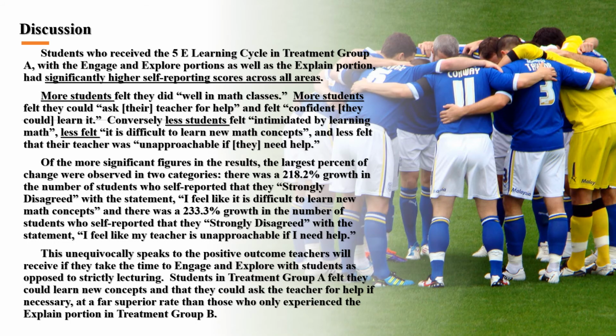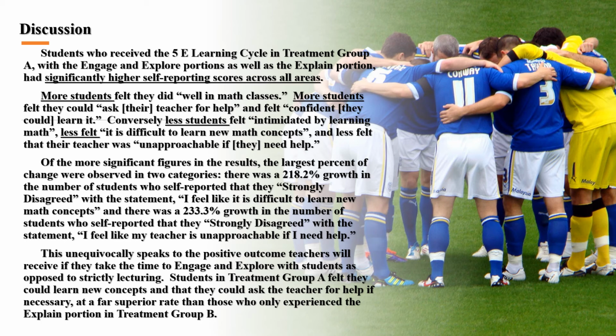So as we huddle to discuss the results, as you can read from the previous chart, students who received the 5E learning cycle had significantly higher self-reporting scores across all areas. More students felt they did well in math class. More students felt they could ask their teacher for help. Fewer students felt intimidated by learning math. Fewer students felt it was difficult to learn new math concepts, and fewer felt their teacher was unapproachable.